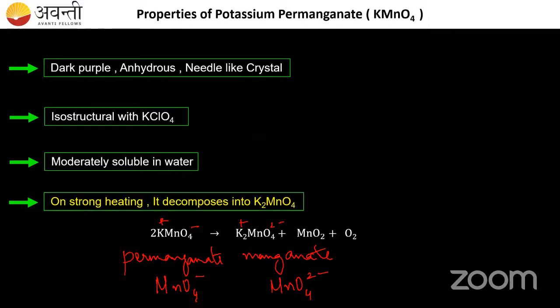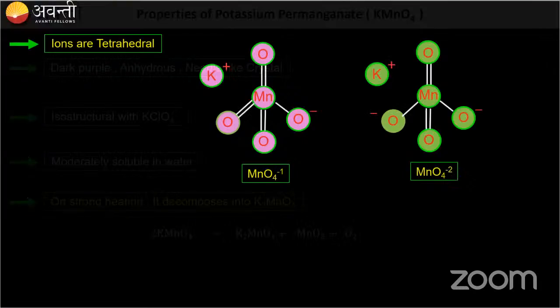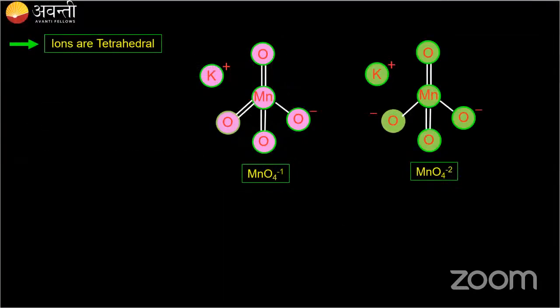So the next point, fifth point is, any doubt from these 4 points, students? Everything is clear for all of you? Okay. So the fifth point is, the ions are tetrahedral. Which ion? Permanganate and manganate. So the first compound is permanganate. Since it has only one minus, it is permanganate, and here it is manganate. Both of them have the same tetrahedral structure.